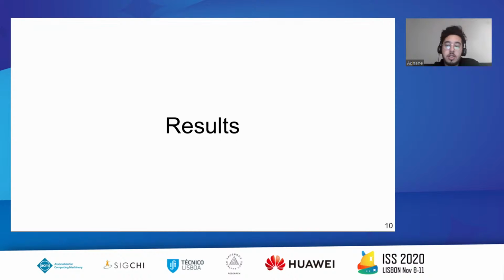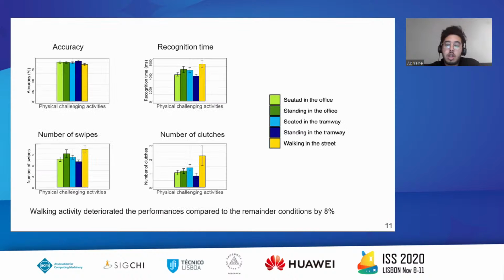Now I will present the results. We present here the quantitative results for each of the dependent variables: accuracy, recognition time, number of swipes, and number of clutches. For the accuracy, which here represents the proportion of correct identification of textures, we can notice that there is a significant main effect of activity. Post-hoc tests revealed that when walking in the street, the performance deteriorated significantly compared to the remaining activities.